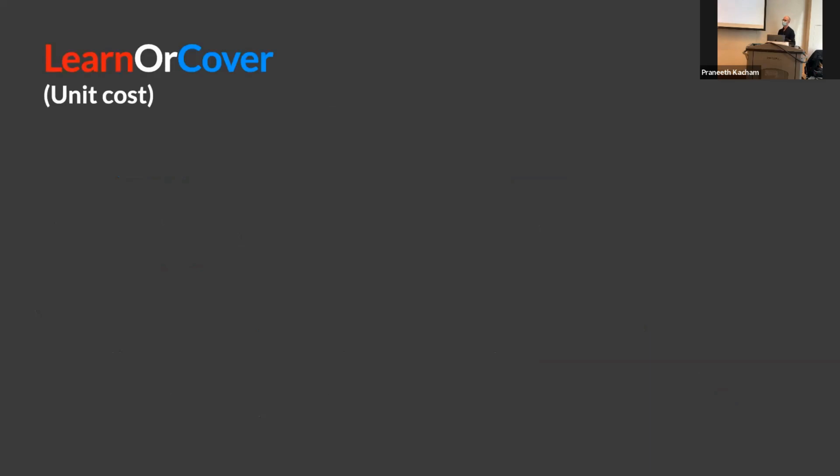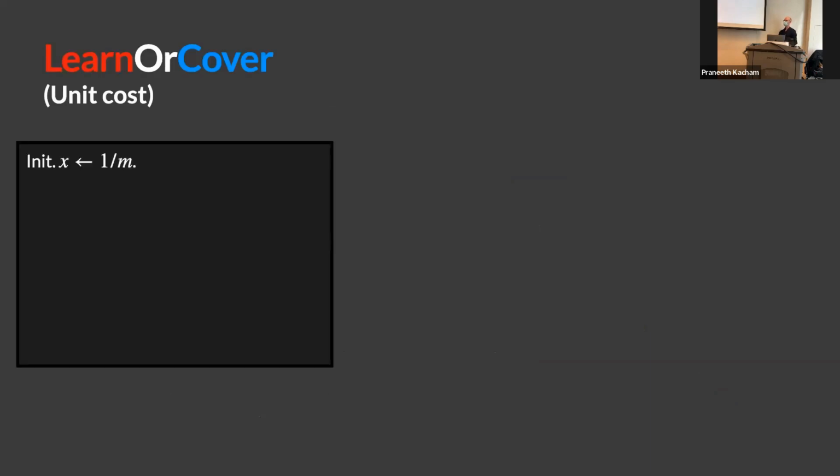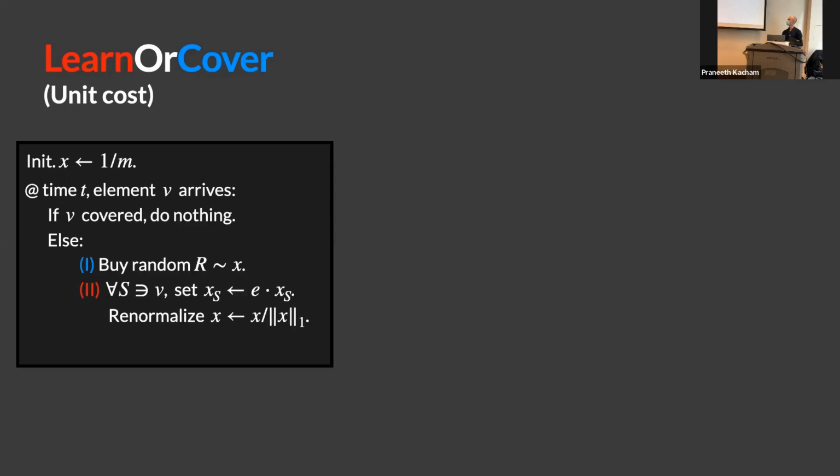So here's the learn or cover algorithm in poly time, again with unit costs. Let's initialize the distribution over sets. It's this vector x. Initially, you know nothing, so to reflect our ignorance, again, we'll initialize the distribution to 1/m, just the uniform distribution over all sets. Very, very similar algorithm. When an element v arrives at time t, if it's covered, do nothing. Otherwise, go ahead and sample from this distribution.